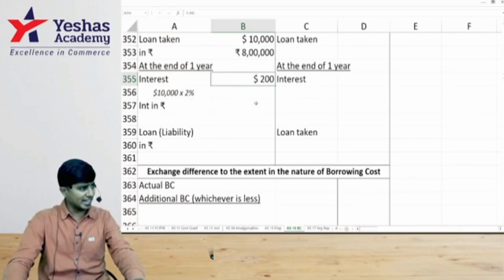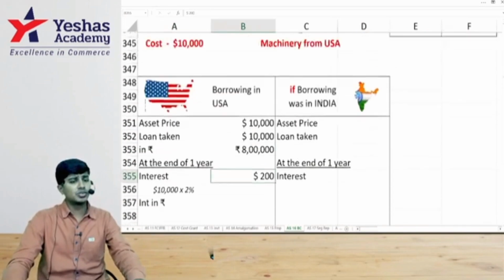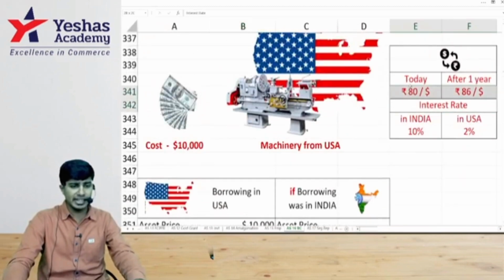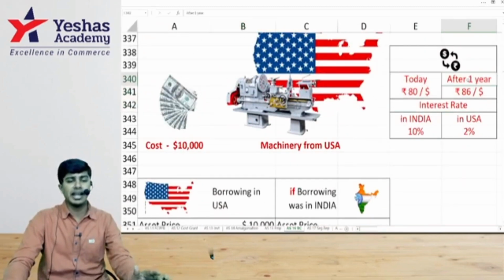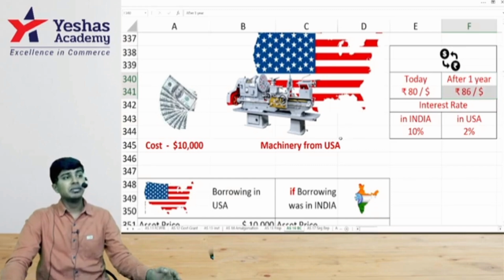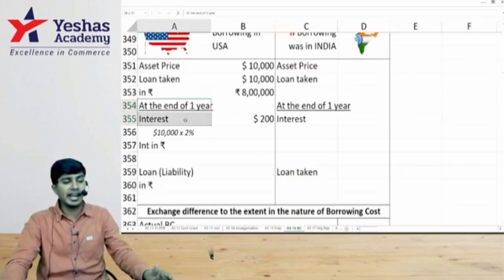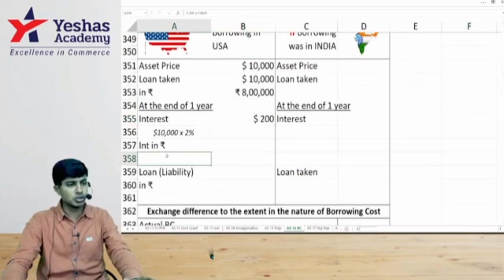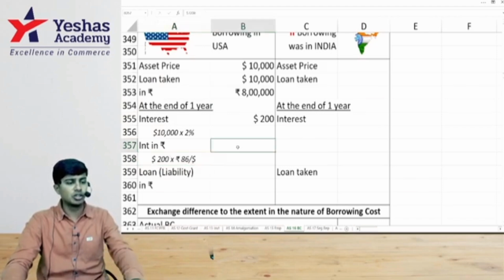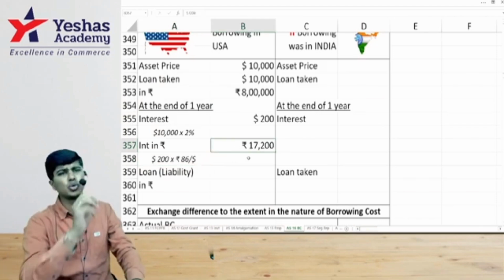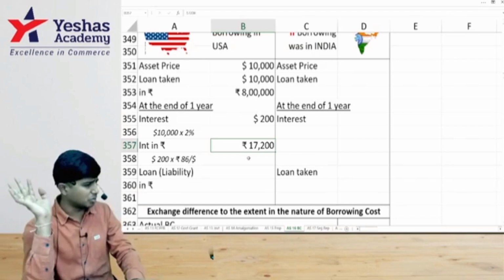Please do $10,000 into 2%. $200. In Indian currency, this $200 will not be multiplied by rupees 80. Instead, it will be multiplied by 86. Why 86? Because interest is to be paid at the end of 1 year. So $200 into rupees 86 per dollar is 17,200. This is our actual borrowing cost. There is no second thought about this.